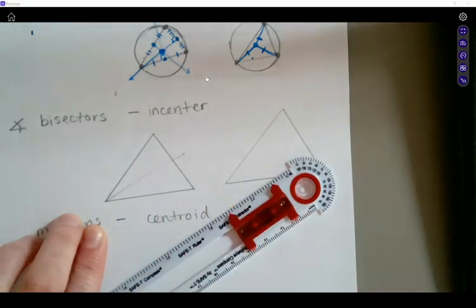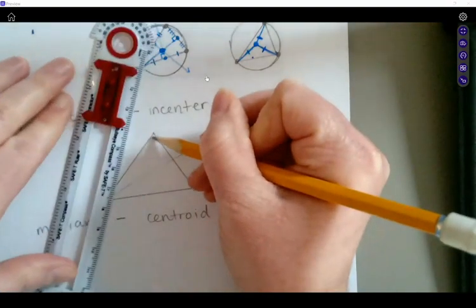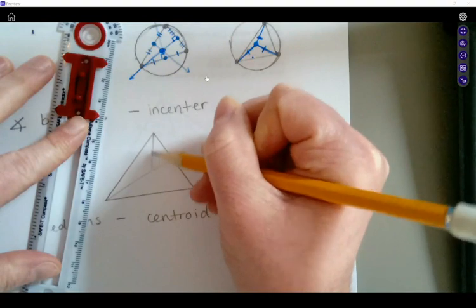Okay, and I am totally freehanding this. It's not going to be perfect. Here's another angle bisector, and I'm trying my best to do this. Again, I'm freehanding it, so it's not going to be perfect.